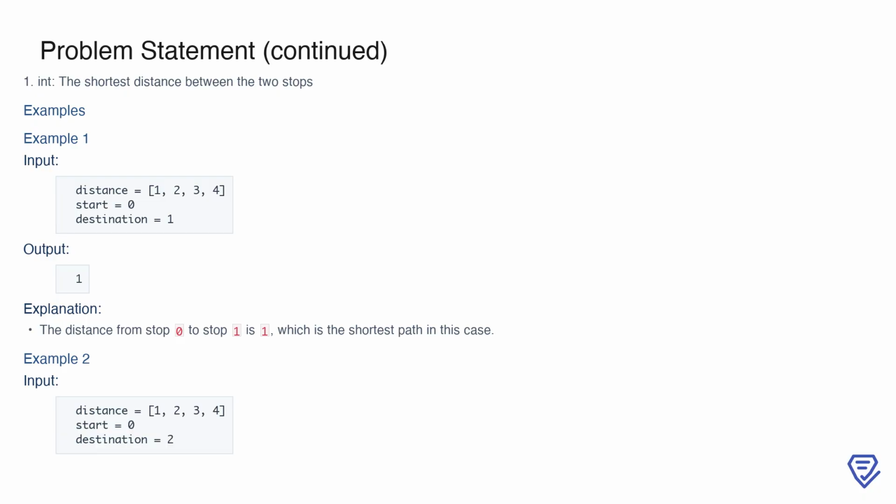Suppose the input is distance equals [1, 2, 3, 4], start equals 0, and destination equals 1. The shortest path is straightforward in this case, as the bus travels directly from stop 0 to stop 1, which has a distance of 1. Therefore, the output is 1. This example demonstrates a simple case where the shortest path does not require evaluating alternative routes.